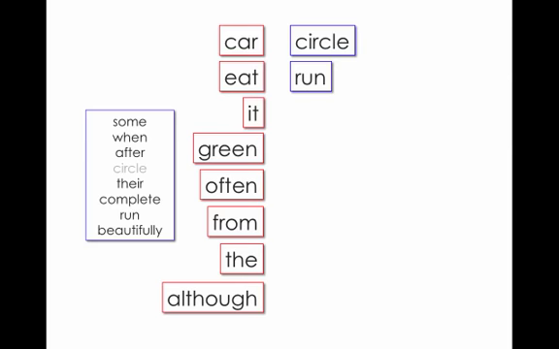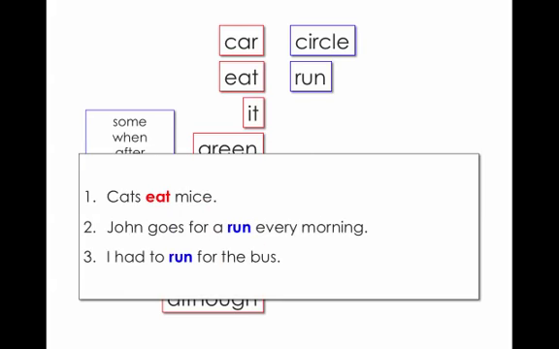And we can see here that we've got the same problem as we had with circle, which is that the word run can be used in more than one way to serve more than one grammatical purpose. So we can ask again whether sentence 2 or sentence 3 goes with sentence number 1. The correct answer is that sentence 3 goes with number 1. Now why is that?